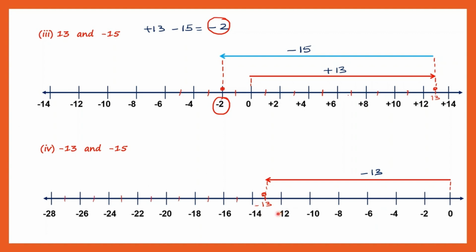So let's move 15 steps to the left. 1, 2, 3, 4, 5, 6, 7, 8, 9, 10, 11, 12, 13, 14, 15. That is minus 28. So let's mark minus 28 here. So from minus 13, we're going to draw a line right up to minus 28. So we've drawn that. We started from minus 13 and we reached minus 28. How did we do that?